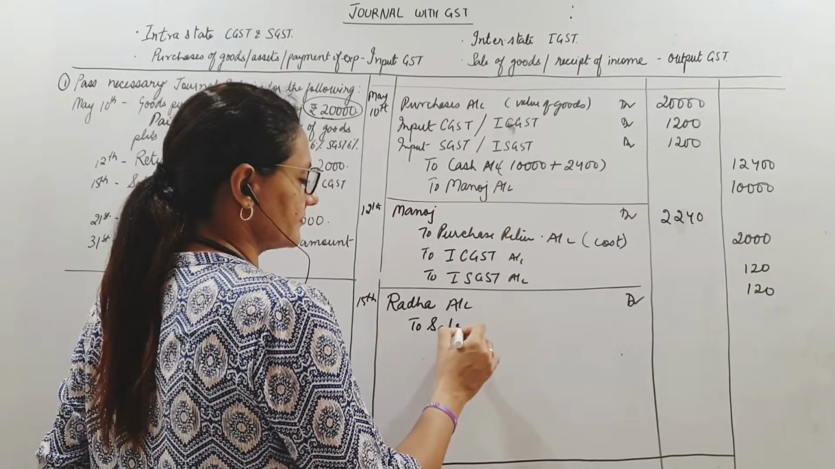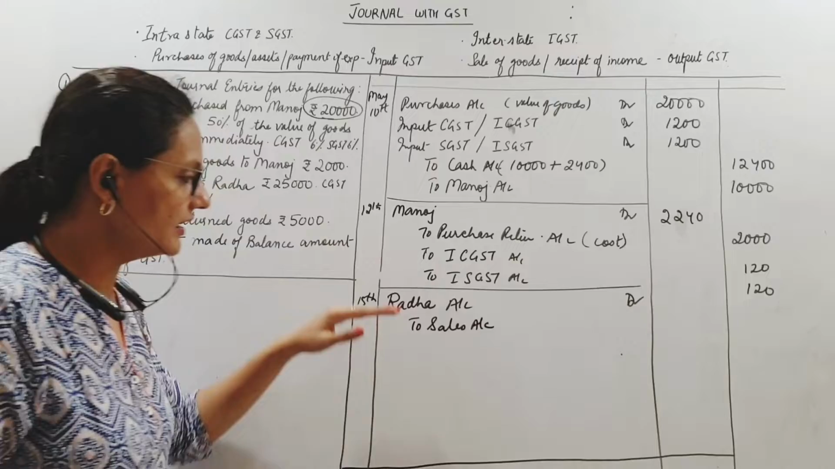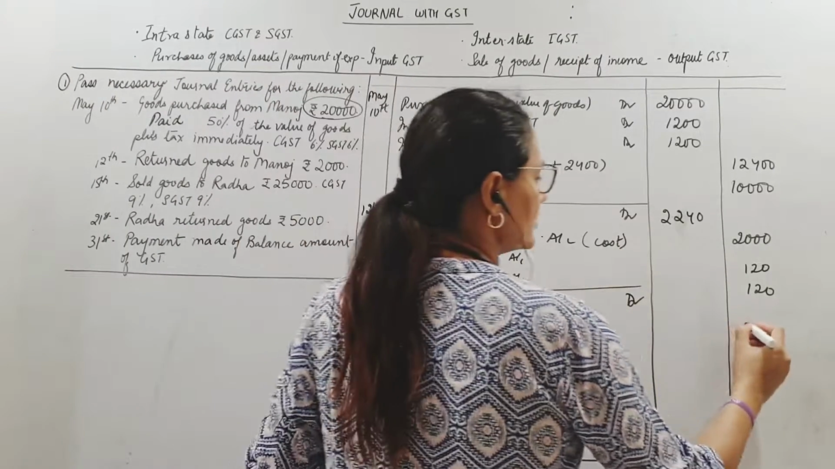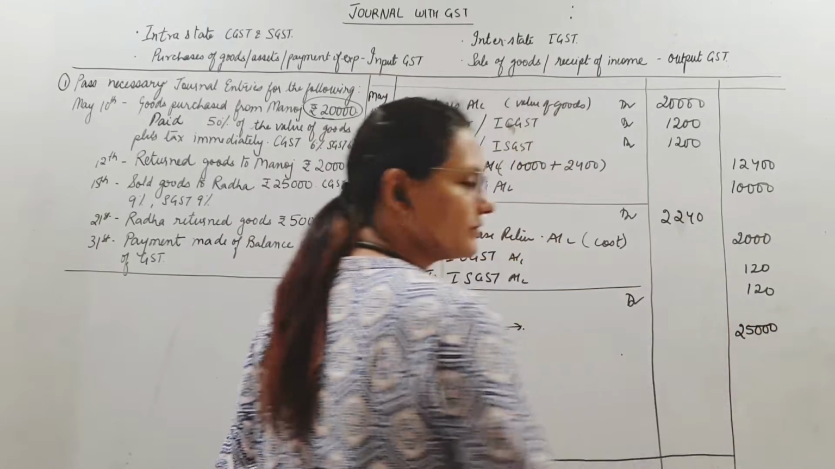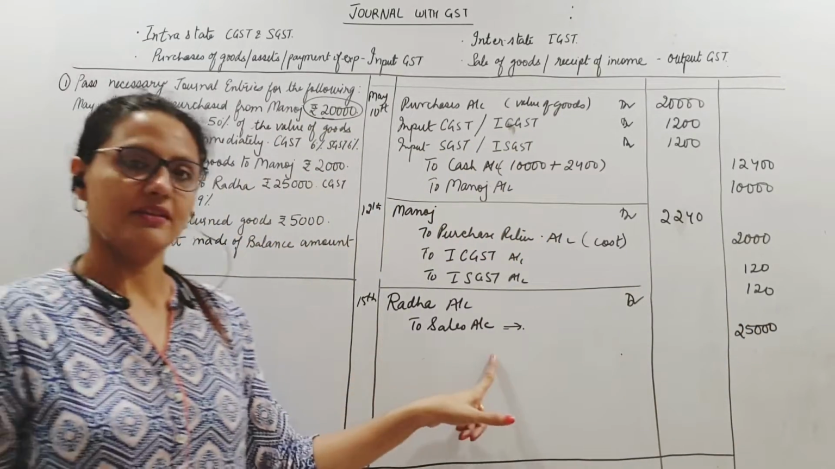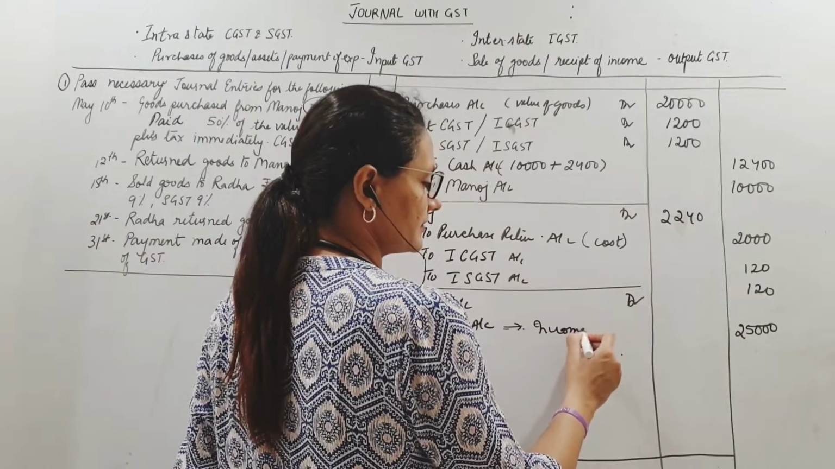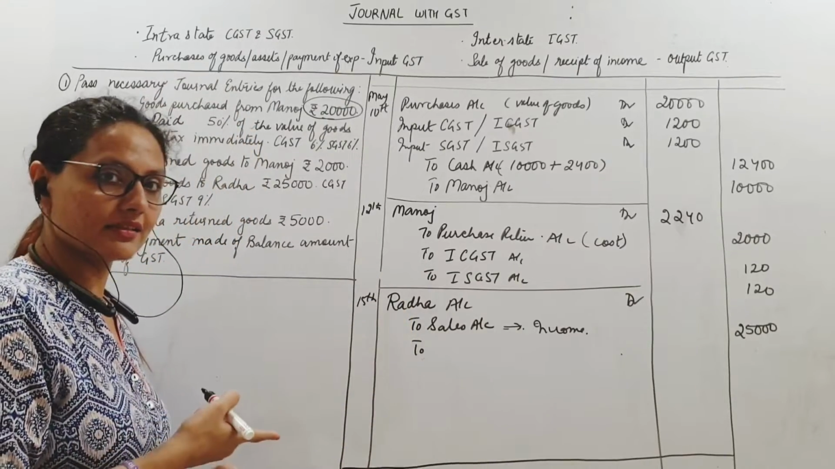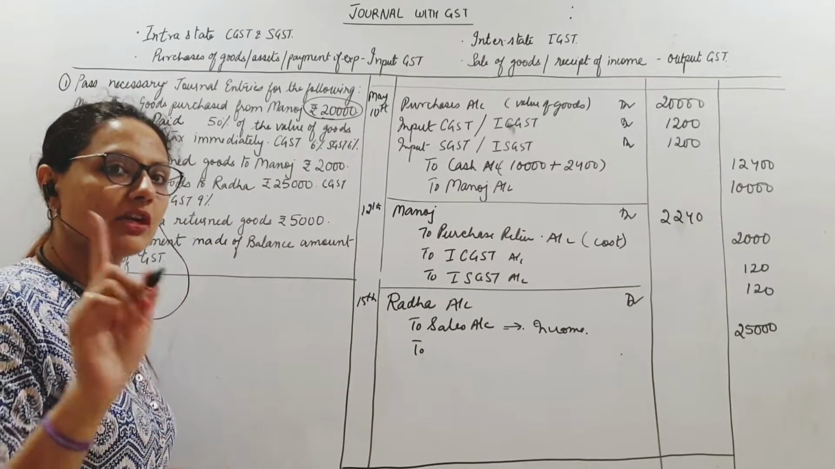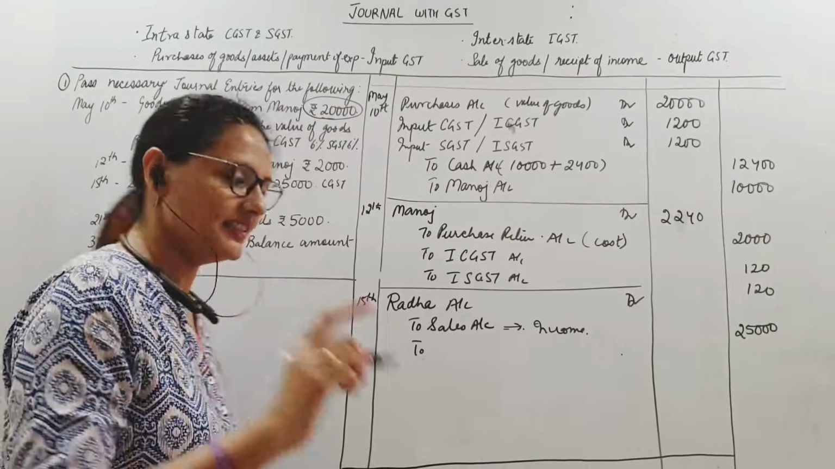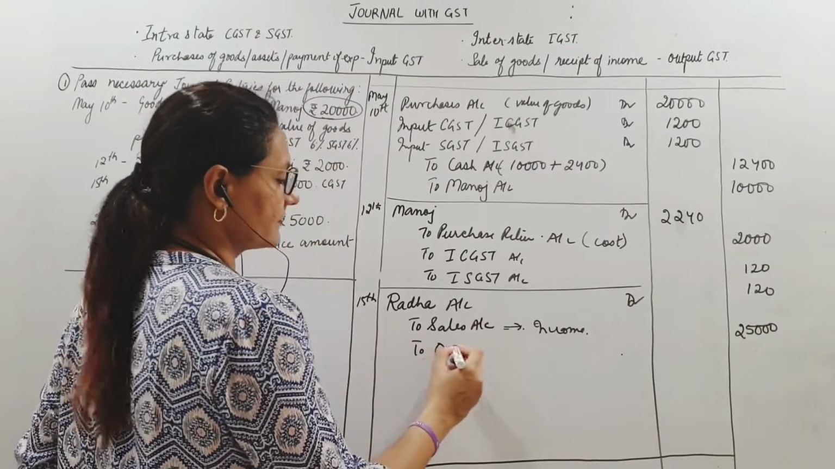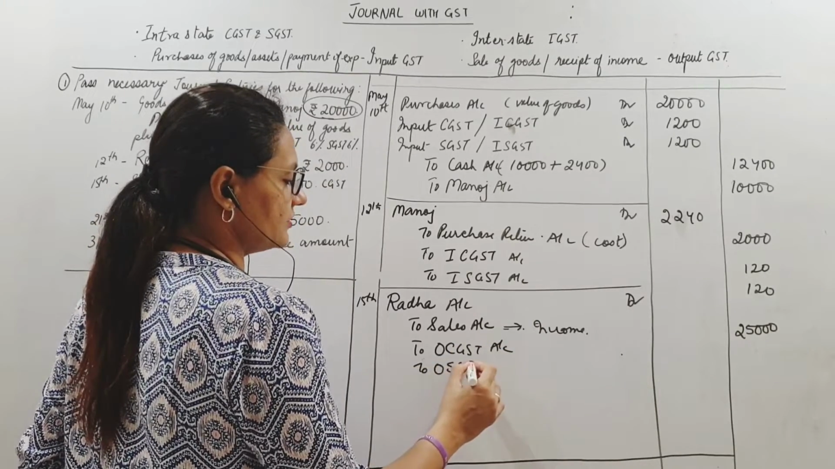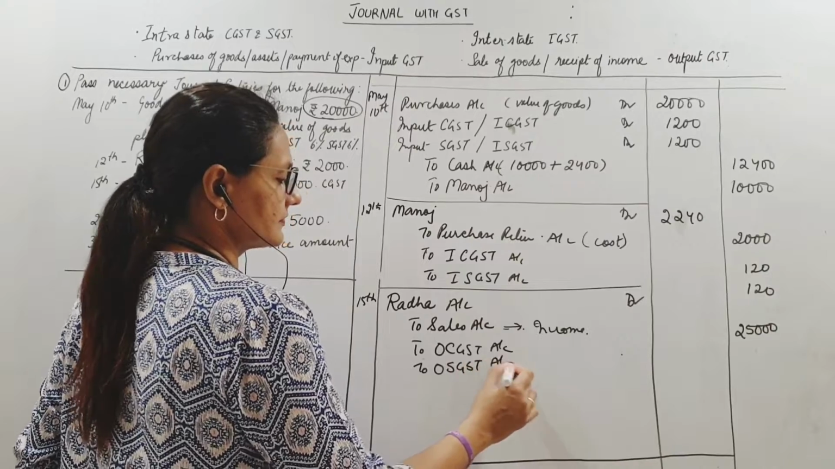I will credit this. This is the usual account. Without tax, we've done that. Radha to sales. So sales account again with the value of goods. What is my income? 25,000. Income is 25,000. This is the income, right? Value of goods. You will not add the tax to the sales account, because tax is not my income. It is my liability. And what tax? Output CGST, output SGST. Alright?